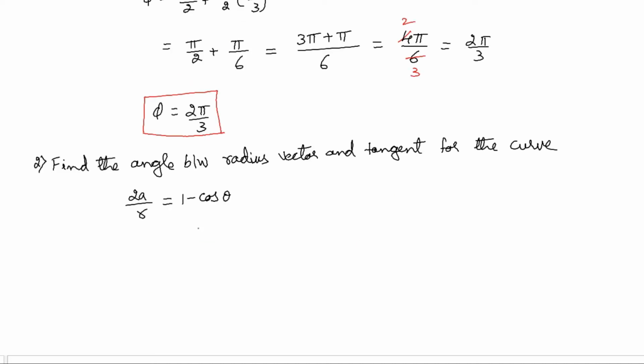The next question is, find the angle between radius vector and tangent for the curve 2a by r is equals to 1 minus cos theta at theta is equals to 2 pi by 3.